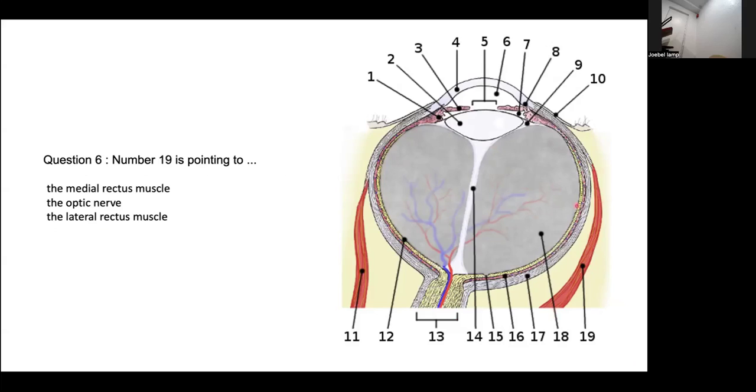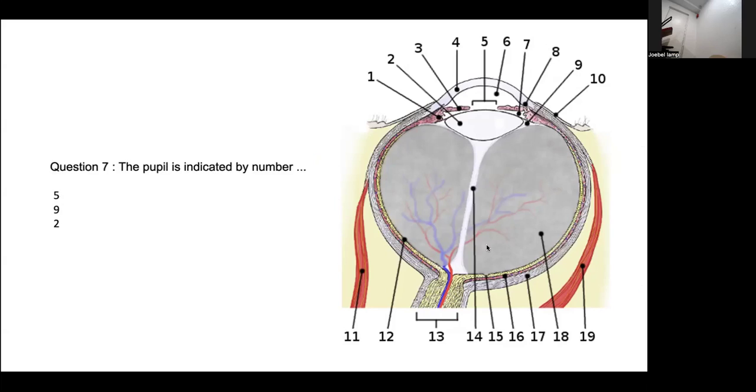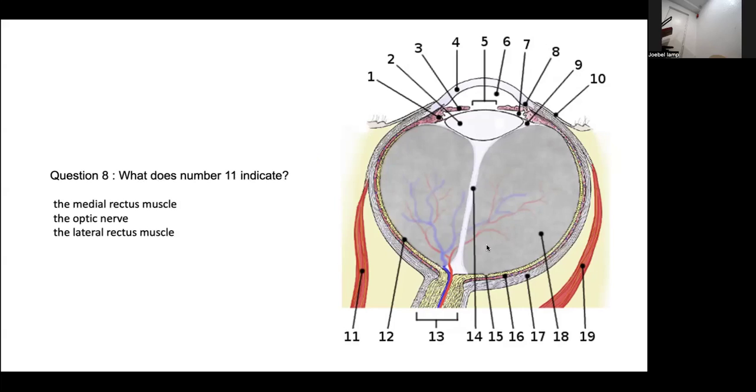Number 19. What is this? Lateral rectus muscle. Okay, so the lateral rectus is the one that moves your eye laterally, no? So meron tayong medial rectus. You also have the superior rectus, the inferior rectus, superior oblique, inferior oblique. Okay. Pupil. 5. 11. The medial rectus muscle. Okay, now you understand why some people are strabismic, no?